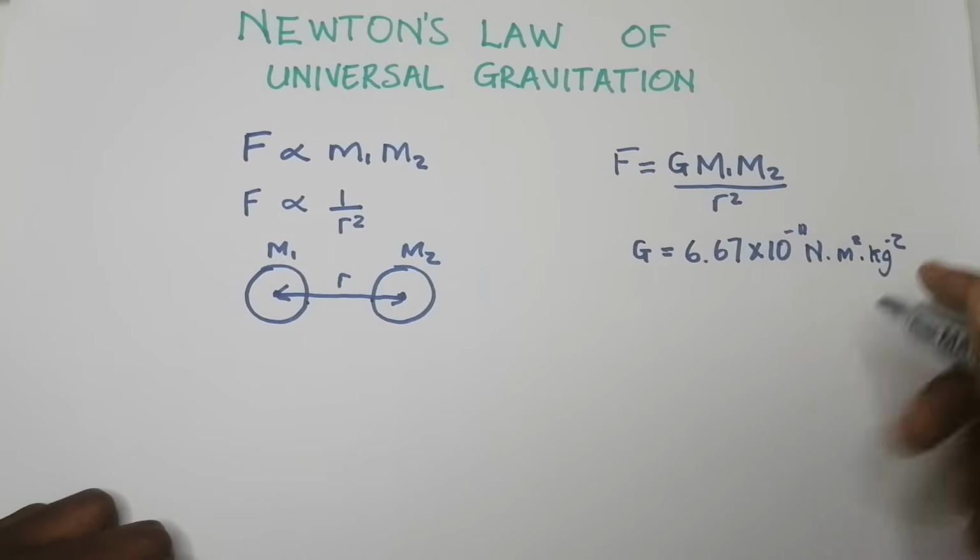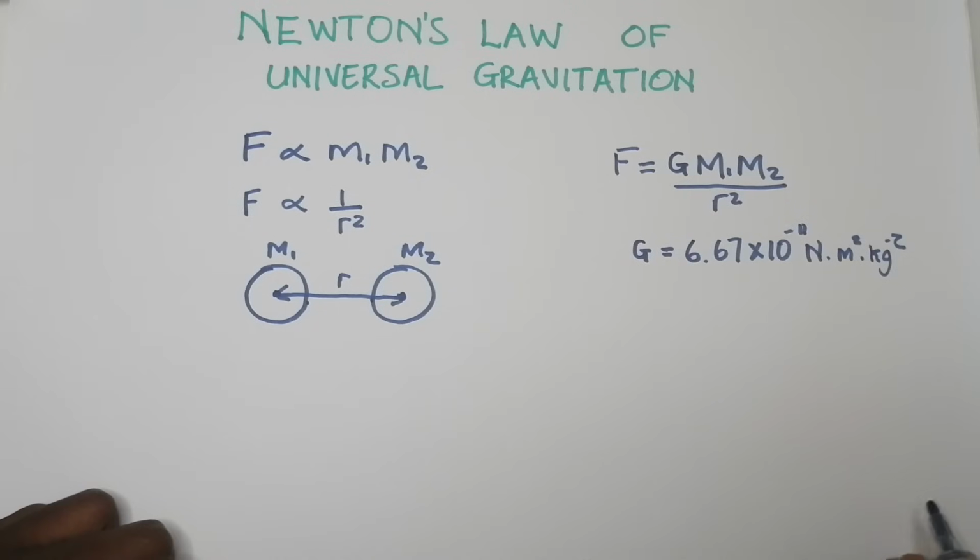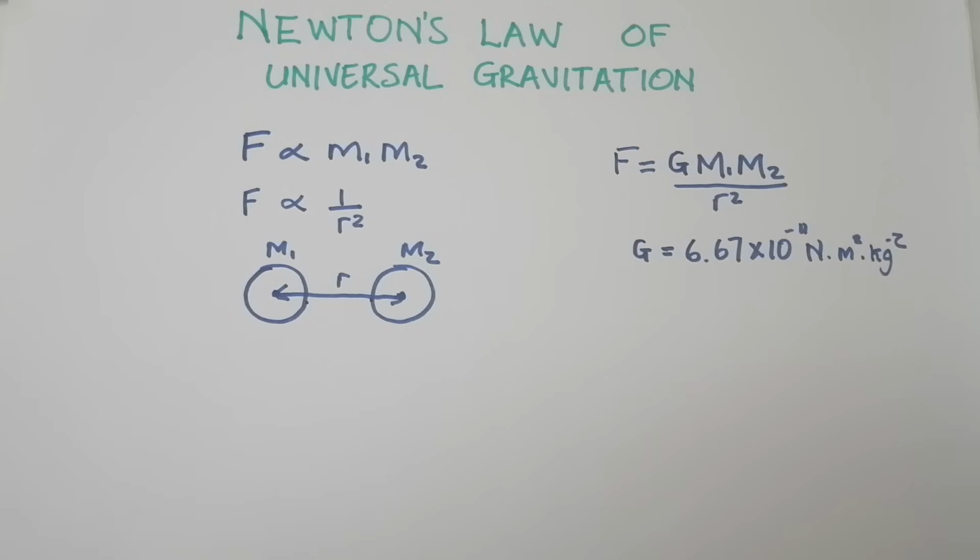Now, not that you really need to remember those units, because the main thing is that we're simply going to substitute for that constant. So what it simply means is that whenever we want to calculate the force of attraction, remember we said this universal gravitational constant has to do with the force of attraction between two bodies.